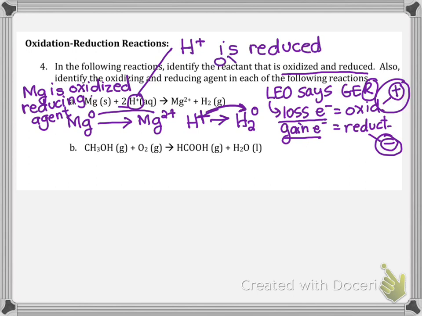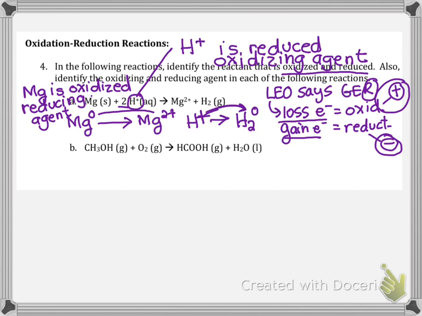It would also be called the oxidizing agent. Now notice that it's only the reactants that we label. We have to look at the products to see what's happening, but we are only labeling the reactants. The other thing I want to mention: as soon as I knew that magnesium was oxidized, I would know the other reactant, H+, is reduced, because oxidation and reduction always occur together.